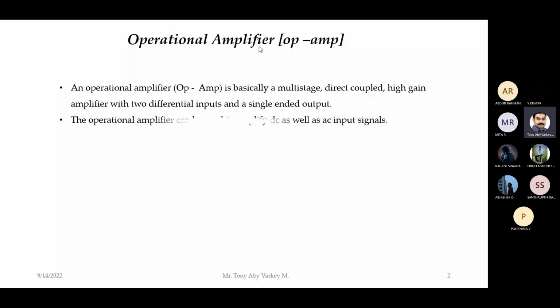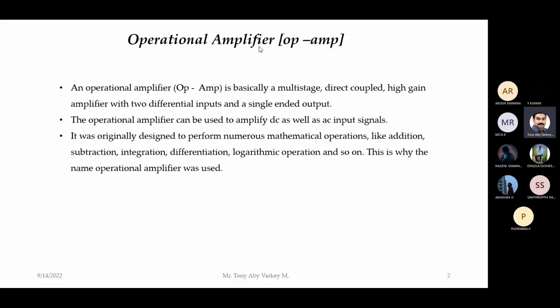Now, operational amplifier can be used to amplify AC as well as DC input signals. Why it is called operational amplifier is that it was originally designed to perform numerous mathematical operations. If you want to add two signals, subtract two signals, integrate a signal, differentiate a signal, multiply two signals, or divide, all those mathematical operations were performed using this operational amplifier. That is why this name was given. But later on, many other applications of Opamp came. Now it is a very widely used IC.